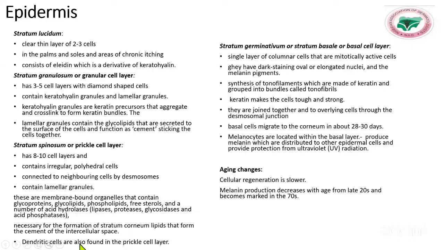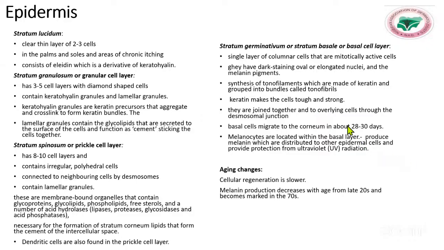We should also know that dendritic cells, which are the larger cells for body defense, are also found in the prickle cell layer. It's not part of the prickle cell layer, it's a different cell, but it's found within them. Then the stratum germinativum, or the basal cell layer, is just a single layer and is the one that synthesizes tonofilaments, which give rise to keratin. It is this keratin that provides the strength that the cells have.